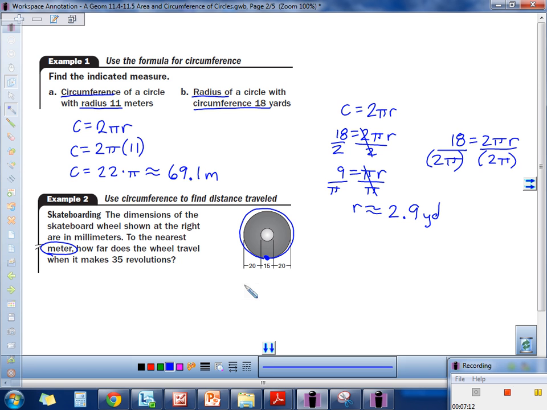Well, you could use one of our two formulas. We could use 2 pi r or pi d. Which one do you want to use? Pi d is actually going to be faster since we know all the way across. So let's write that out. Circumference equals pi times diameter.